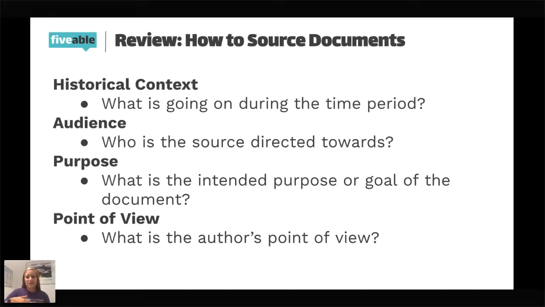These types of things are much, much easier to do with primary sources than they are with secondary sources. Author's point of view as well, unless they have like a really obvious bias. Sometimes you'll get a secondary source that is maybe a name that you know, kind of like one that's important to history or something like that. But a lot of these are going to be really, really difficult with secondary sources.